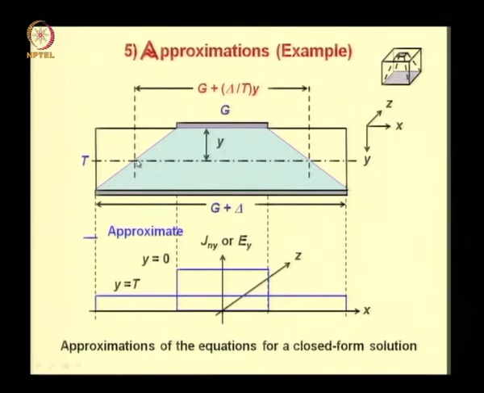So what is the cross section of current flow at any y? This is your y axis, and the origin is here, the center of the top contact. As you move downward from this contact to distance y, your area will be (g plus delta by t into y).